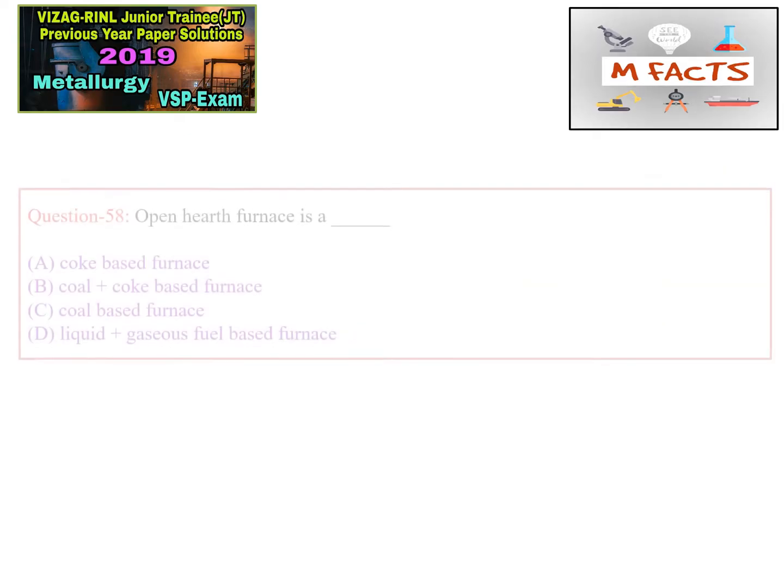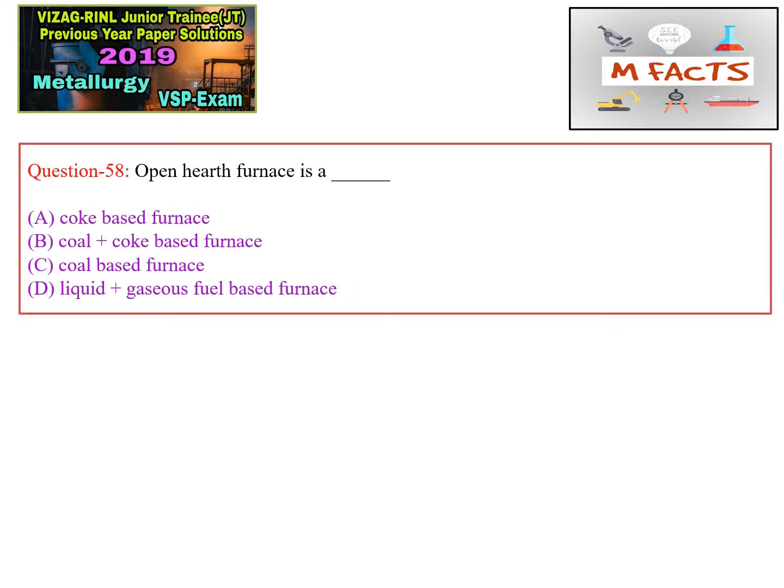So the next question is: open hearth furnace is. They are asking about this furnace and what it is based on. The options are coke based furnace, coal plus coke based furnace, coal based furnace, and liquid plus gaseous fuel based furnace. You must have heard that the open hearth furnace is mostly used in steel making, and some steel plants like SAIL Bhilai also have twin hearth furnaces. Those furnaces are basically fired by oil or gaseous fuel. So option D is correct for this question: a liquid and gaseous fuel based furnace is the open hearth furnace.